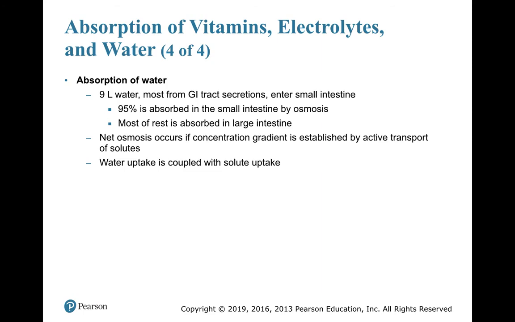9 liters of water, mostly from GI tract secretion, get into the small intestines. 95% of it is absorbed in the small intestines by osmosis. Most of the rest is absorbed in the large intestines. Net osmosis occurs if the concentration gradient is established by active transport of the solutes, and water uptake would be coupled to solute uptake for that reason.